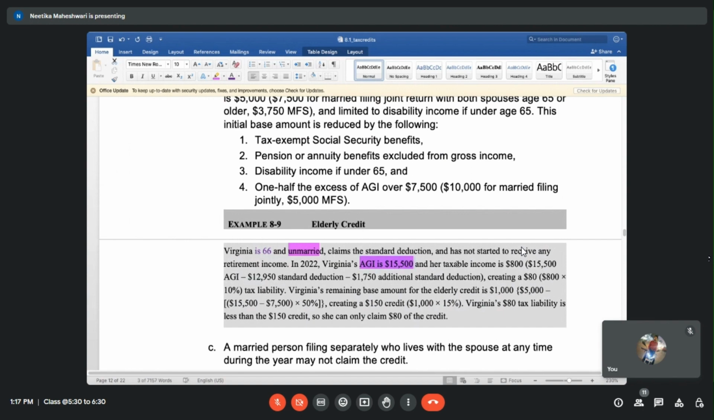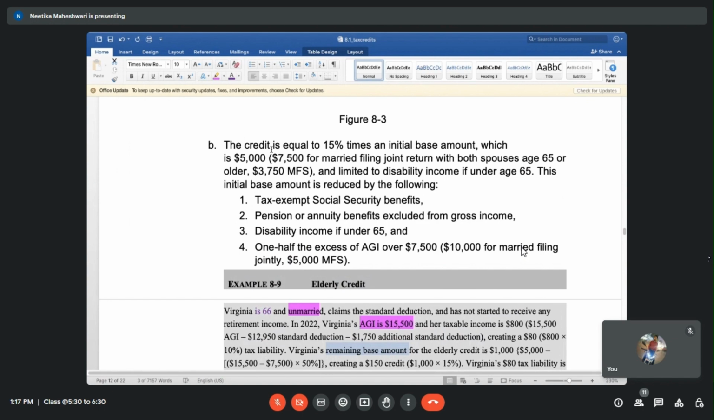Okay, her taxable income is 800, which is a very standard calculation. Whatever that income is, you reduce it by the standard deduction. There is an additional standard deduction given to her because she is above 65. So that way she is getting a liability of so and so. Now let's see what the base amount is. So here this is what they have given.